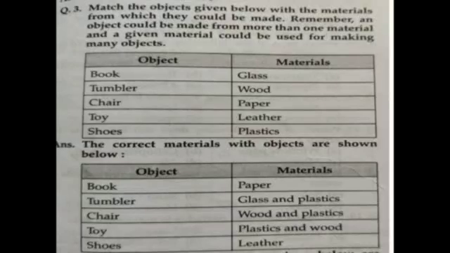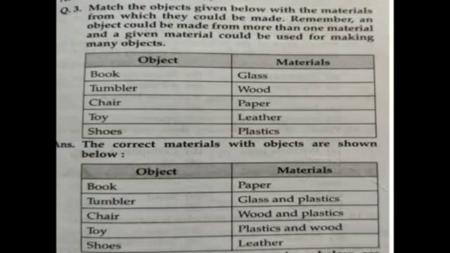Next, question number 3. Match the objects given below with the materials from which they could be made. Remember, an object could be made from more than one material, and a given material could be used for making many objects. So again two columns are given. In one column some objects are there, and in the second column some materials are there.